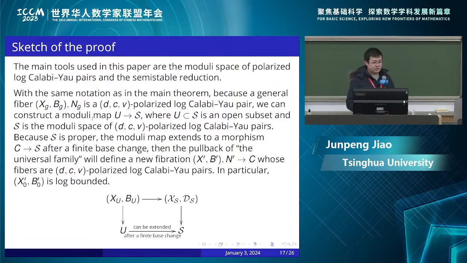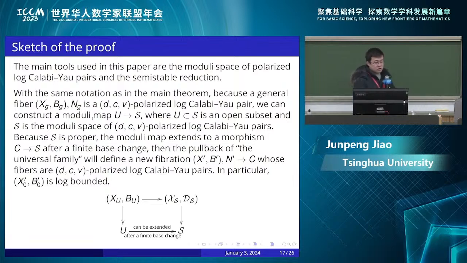Now I will talk about the sketch of the proof. The main tools used in this paper are the moduli space of polarized log Abel pairs and semi-stable reductions. Because by assumption the general fiber is a DCV polarized log Abel pair, we can construct a moduli map U to S. Here U is an open subset of the curve C, and S is the moduli space of DCV polarized log Abel pairs.